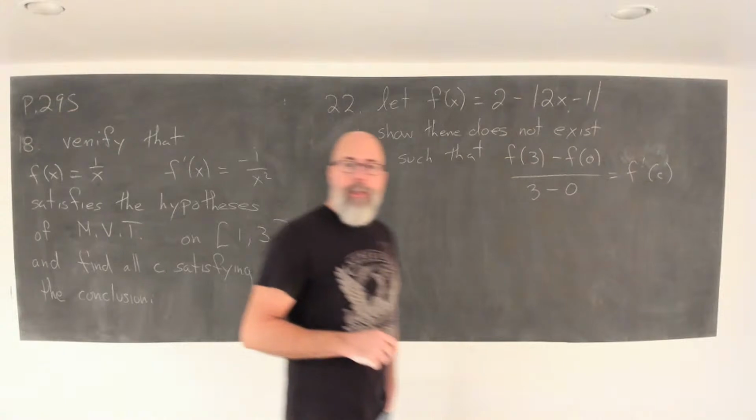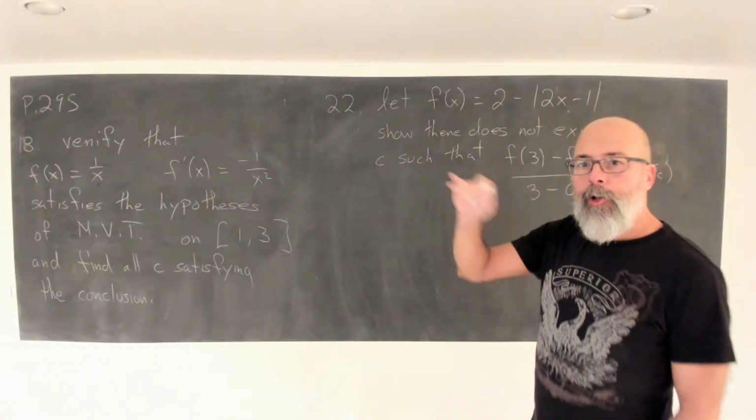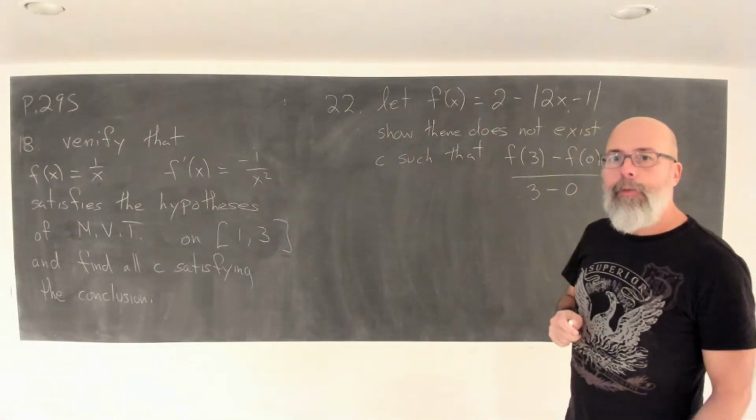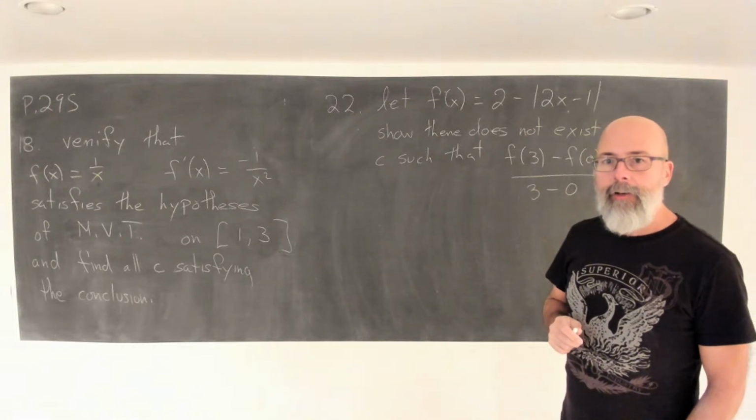So as Gabrielle suggests, the point C is a point where the slope of the tangent line is equal to the slope of the line joining the endpoints. That's exactly it.